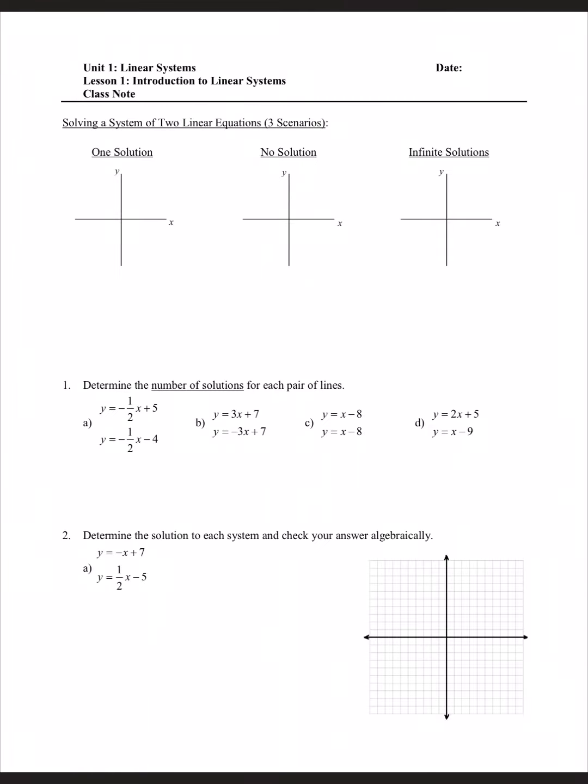Hello everyone. Today we're taking a look at Unit 1, Lesson 1. This whole unit is going to look at the idea of linear systems.